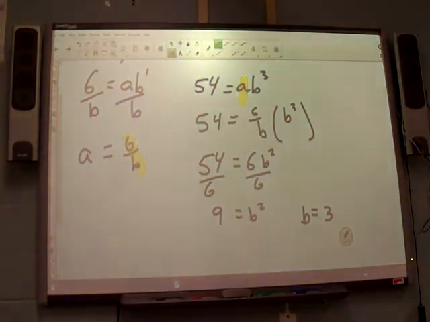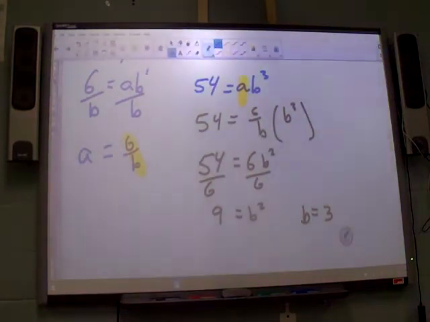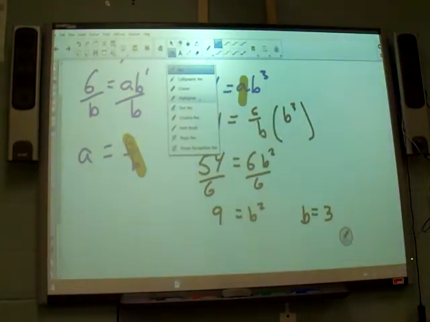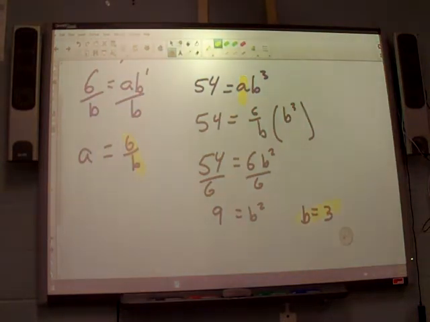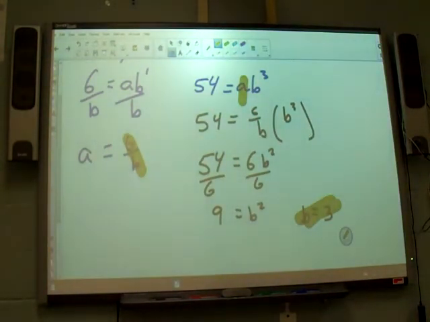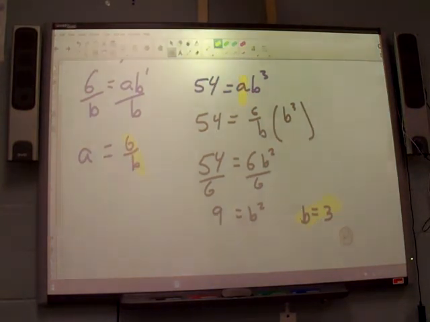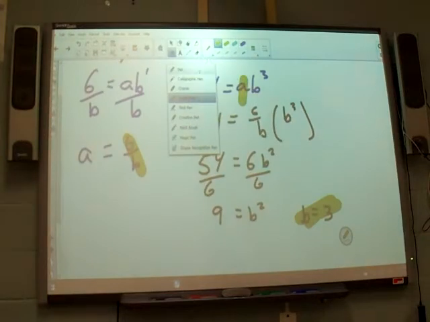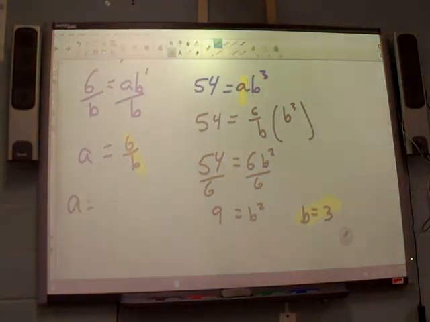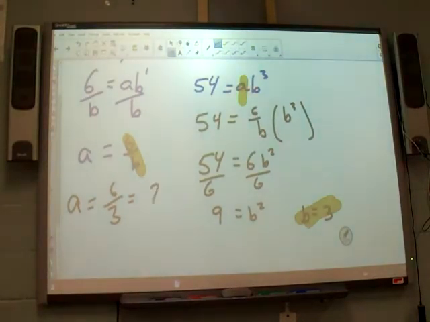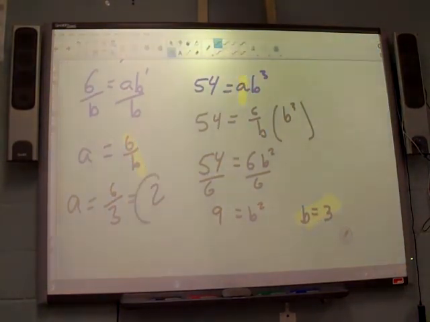Okay? Now, match that up. Remember, our goal here was trying to find A and B. Match that up with over here. Look at this. This will tell me my A now, won't it? Because I can plug a 3 in for that B. So 6 divided by 3 is 2. So my A equals 2.